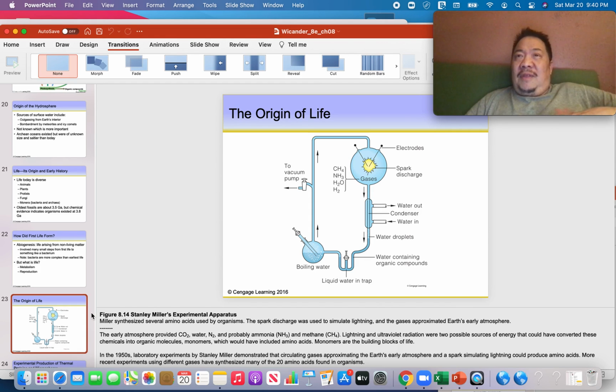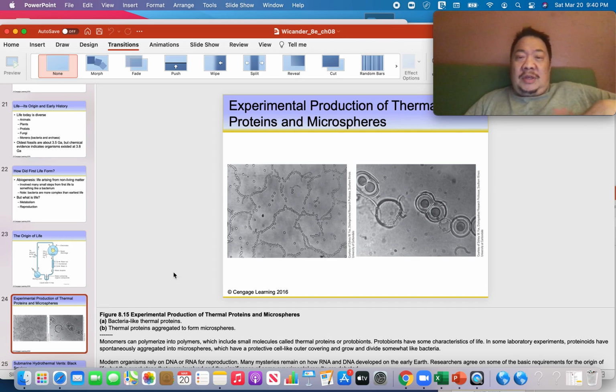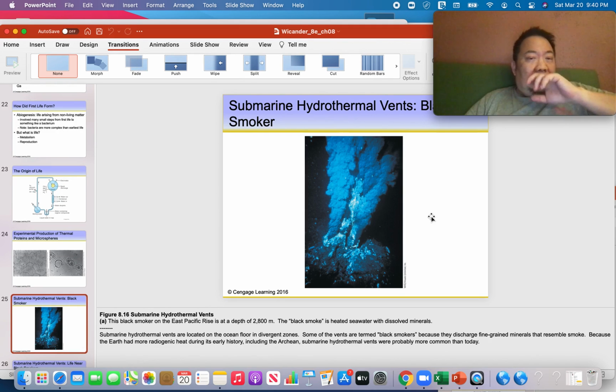And if life could be formed from non-living chemicals, then how come no human being has ever been able to do it? I don't think it's possible to do it myself, honestly. But here you can see he did try, and he made these proteinoids, and he did make amino acids.